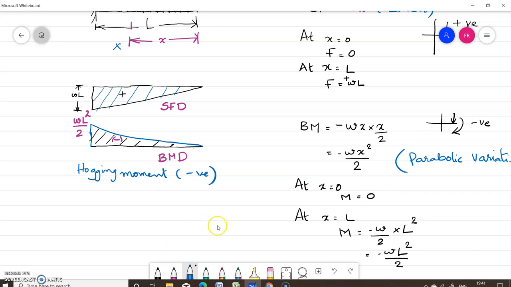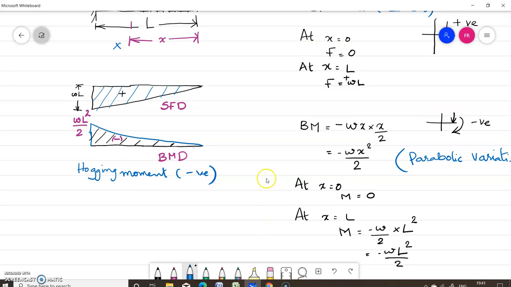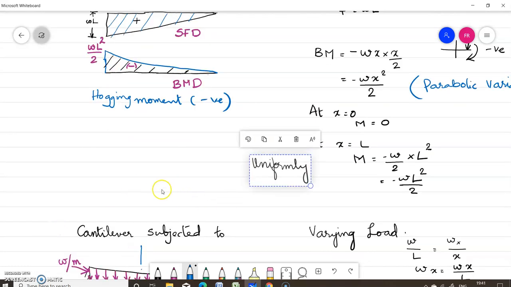Now let us consider what is the bending moment due to a cantilever beam subjected to uniformly varying load.